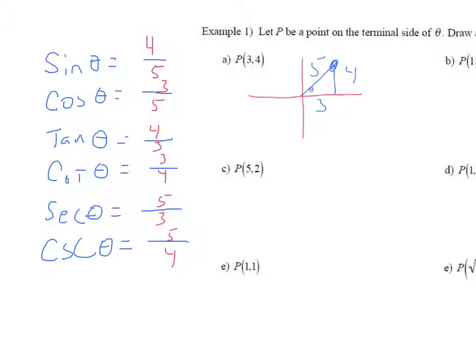And then we get into the reciprocal functions. The cotangent's the reciprocal of the tangent. So if you know the tangent, you just take the reciprocal of it, and that's the cotangent. The secant's the reciprocal of the cosine. So 3 over 5 becomes 5 over 3. And the cosecant's the reciprocal of the sine. So if the sine's 4 over 5, the cosecant's 5 over 4.